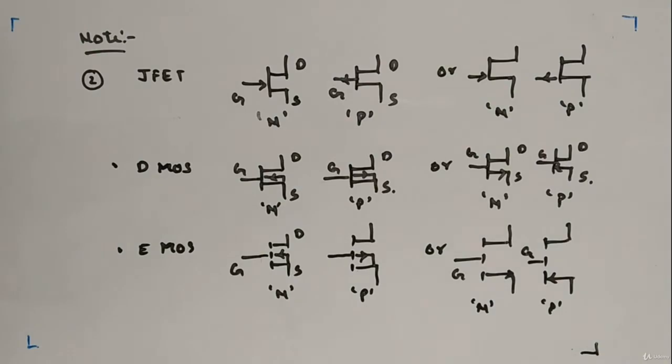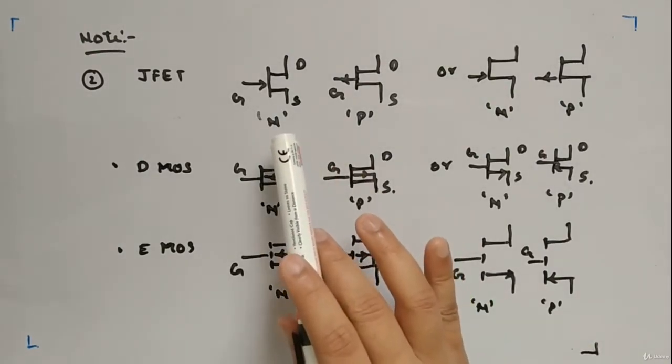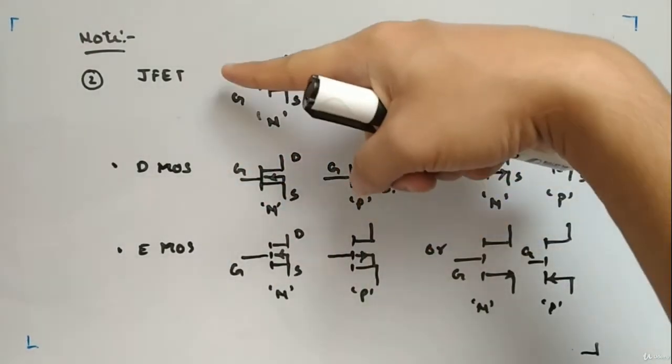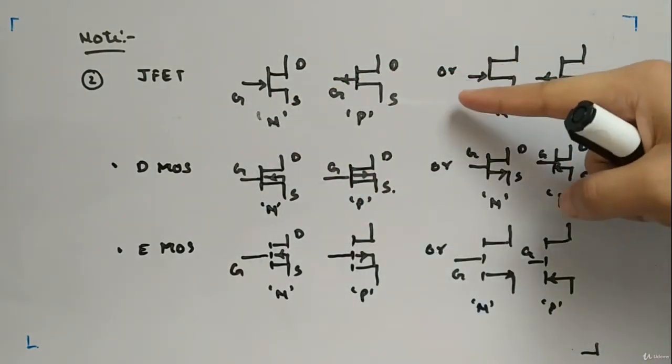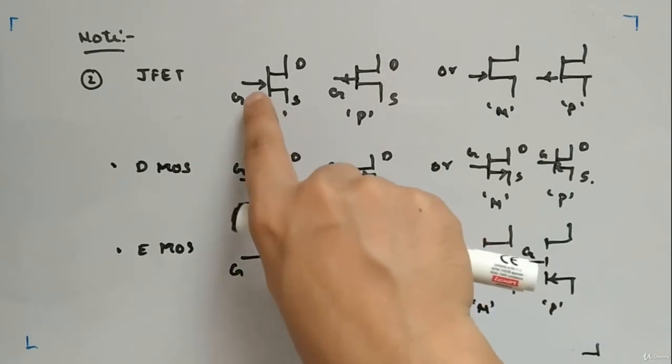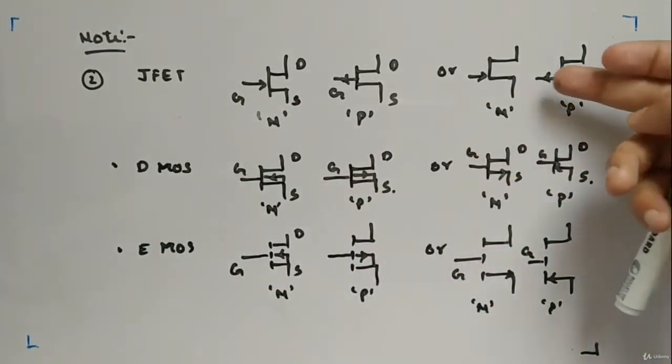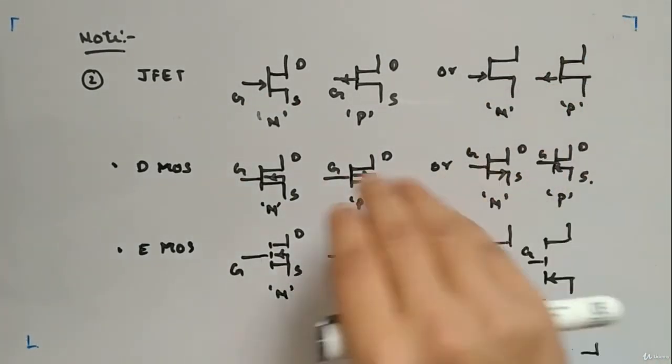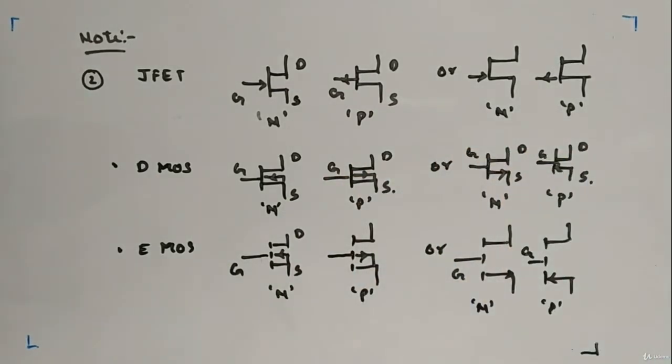Here is the same representation. Sometimes this line will not be in the center, sometimes it is downward. So this is how people represent it in the downward direction. The arrow is going inside for N type, and the arrow is coming out for P type. So N channel, P channel. This is how you see the representation of JFETs usually.